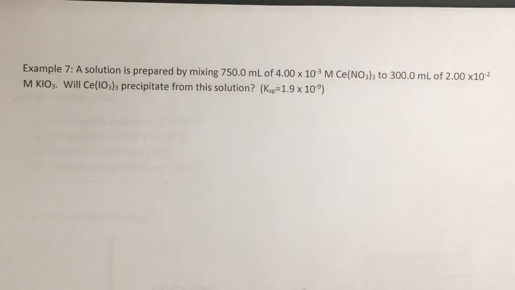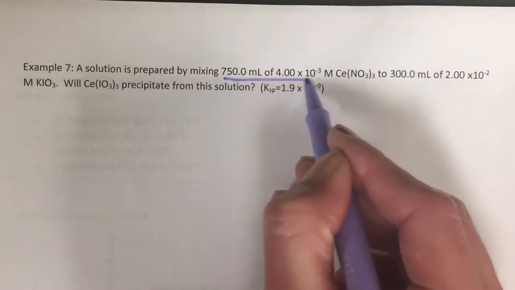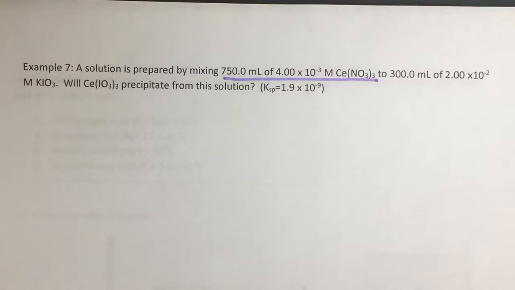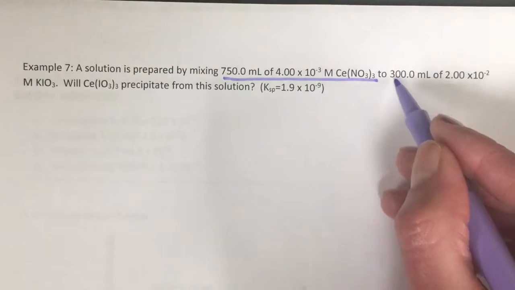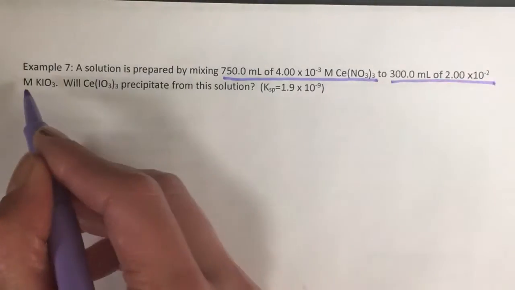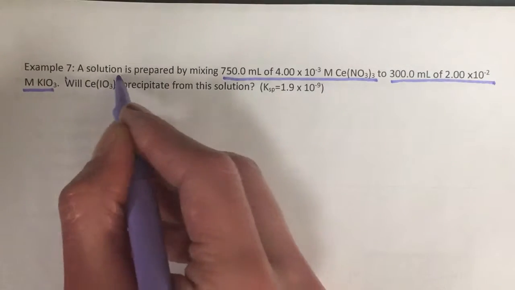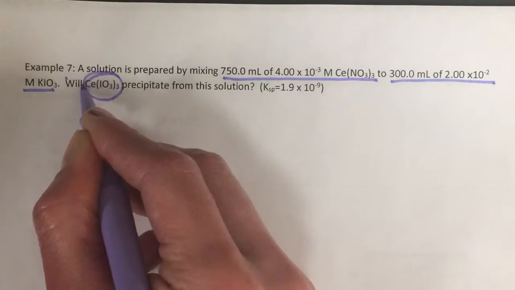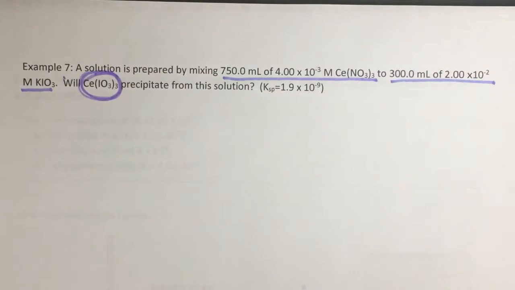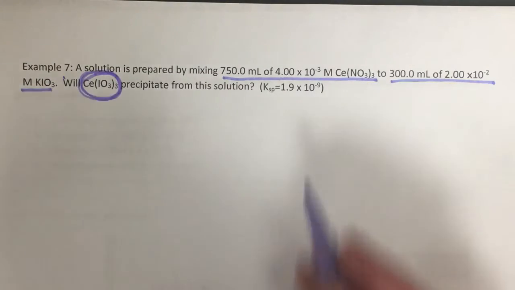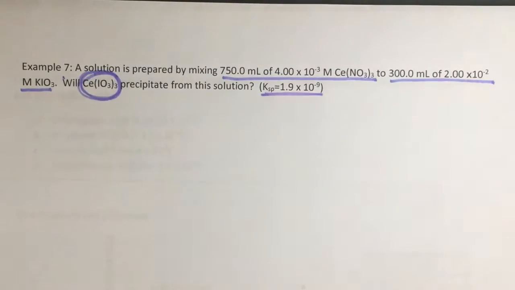So take a second to solve example 7. I'm told I have 750 milliliters of CeNO3, 300 milliliters KIO3. This is the precipitate. I'm determining whether or not it'll form. And here's my KSP value.